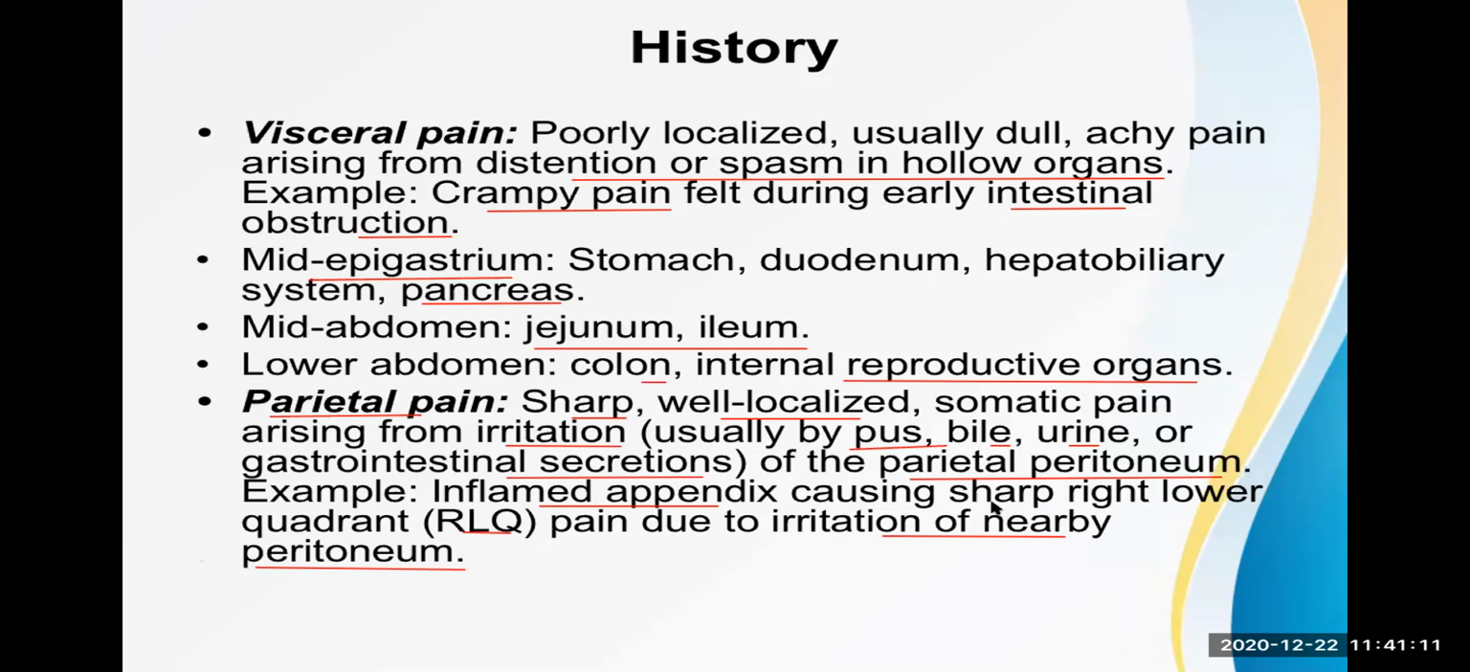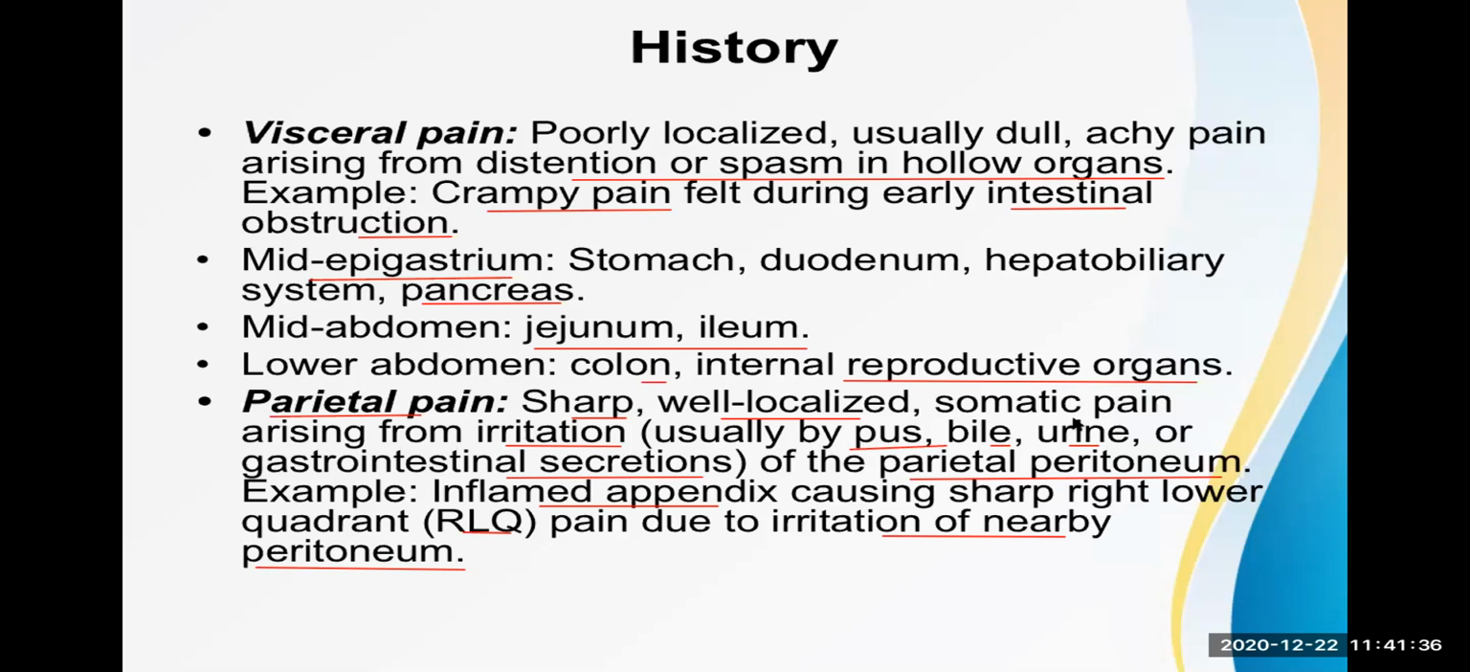In the beginning, in a case of acute appendicitis, remember there is some obstruction of the lumen of the appendix, probably by a fecalith. Now what happens? There is distension of the appendix. That distension of the appendix will lead to visceral pain, and this visceral pain is felt around the umbilical area.